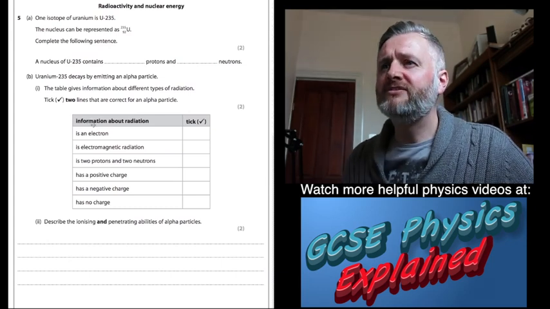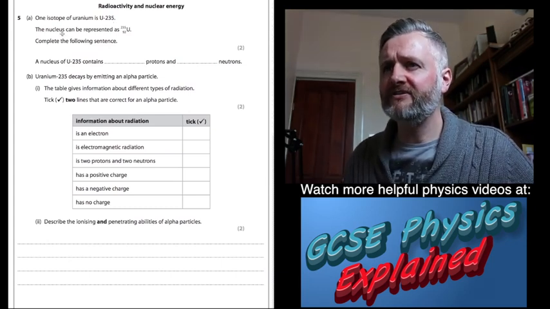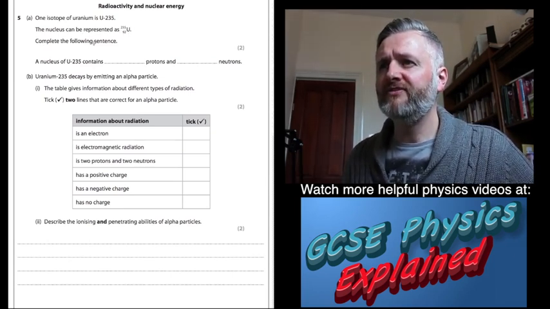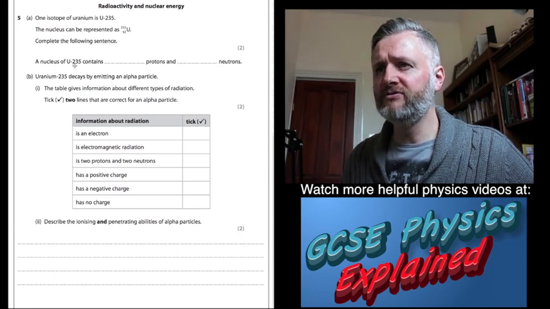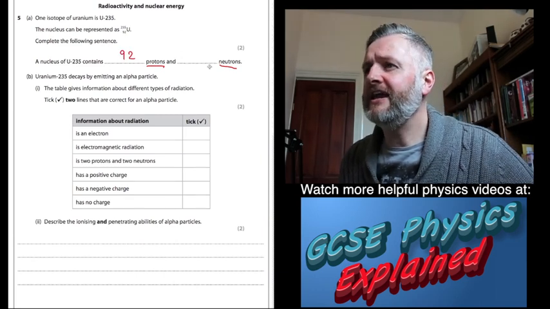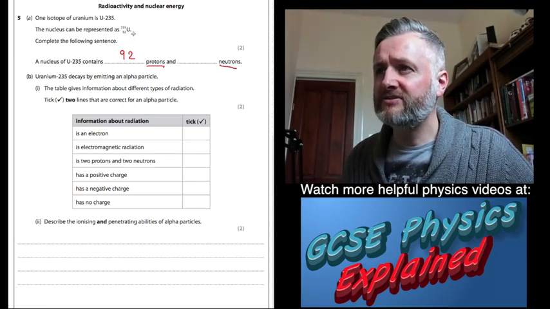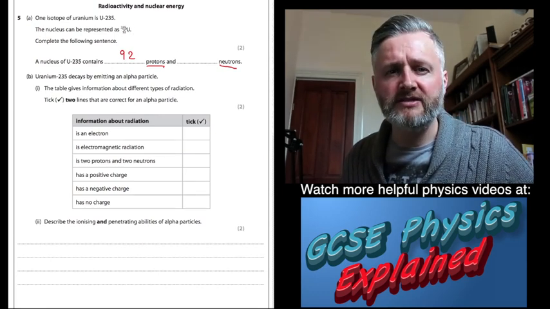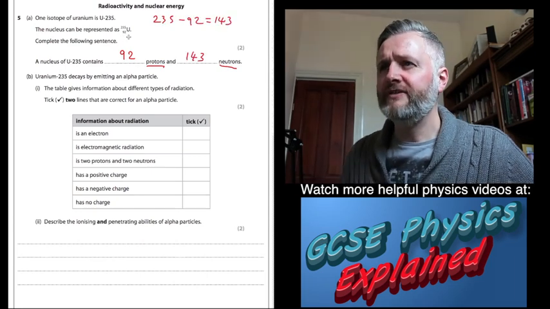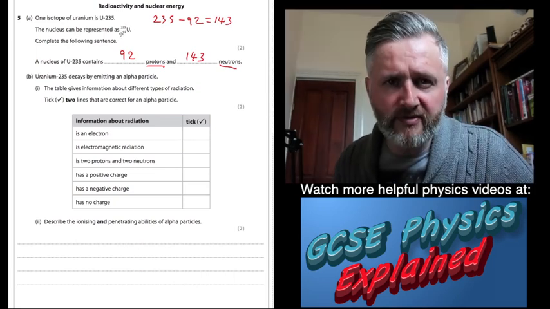Question 5. One isotope of uranium is U-235. The nucleus can be represented as U-235-92. Complete the following sentence. A nucleus of U-235 contains so many protons and so many neutrons. Right, well that bottom number there, the atomic number, that tells you how many protons there are, so that's easy peasy, that's just 92. And the number of neutrons, to get the number of neutrons you do the top number, take away the bottom number. That's 143. That top number there, by the way, is the total mass.